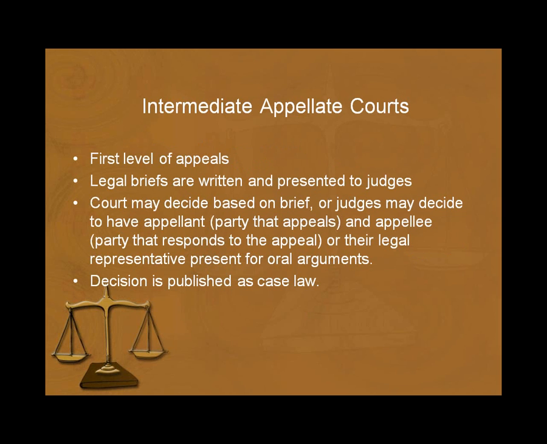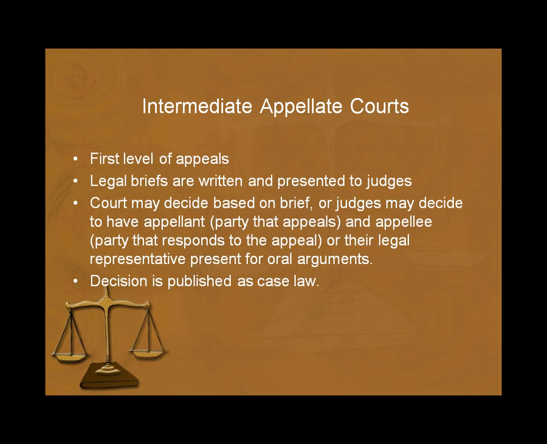Intermediate appellate courts are actually the first level of appeals. Once you go through the trial process, you have a right to an appeal, and it goes then to the intermediate appellate court. At the appellate courts, you're dealing with legal briefs, and briefs are written legal arguments in support of whatever issues are being appealed. The briefs are written and submitted to the judge or judges. It can be a bank of judges.